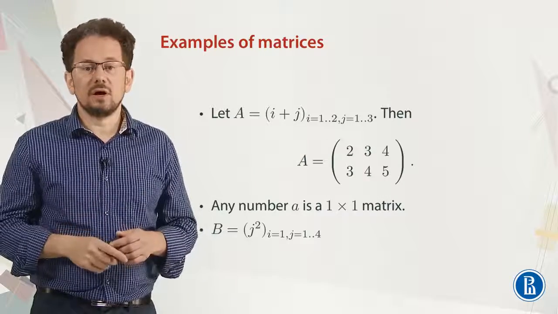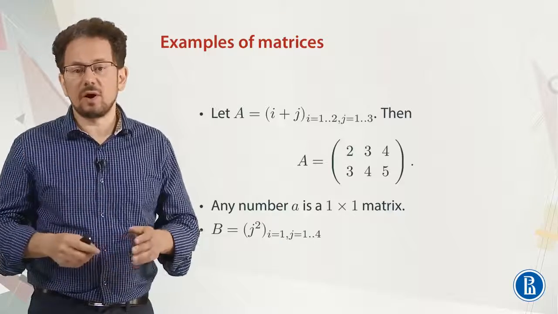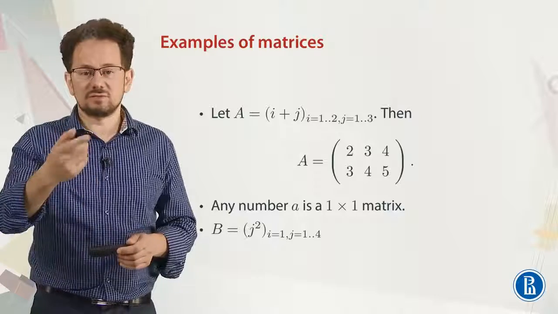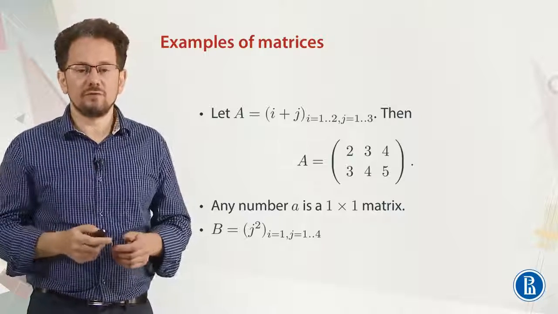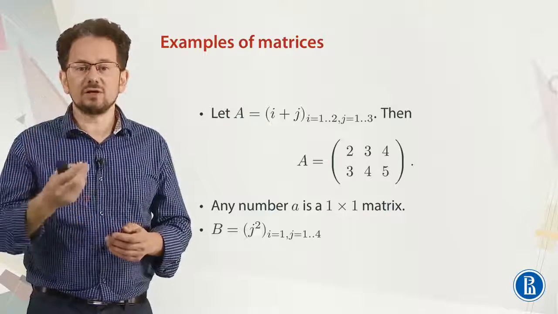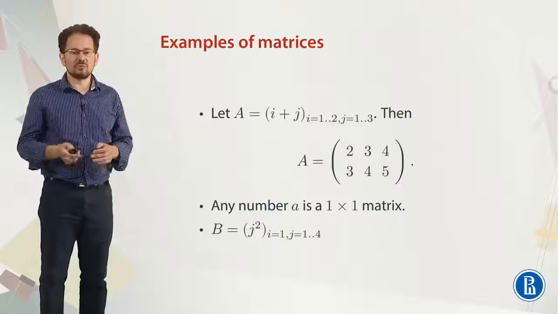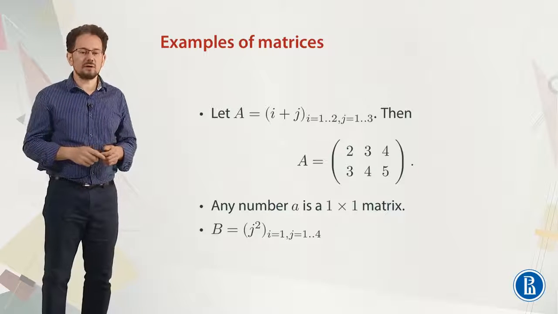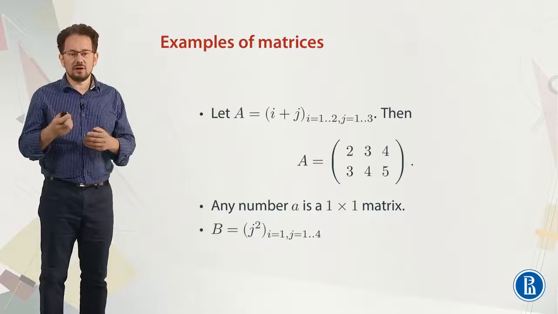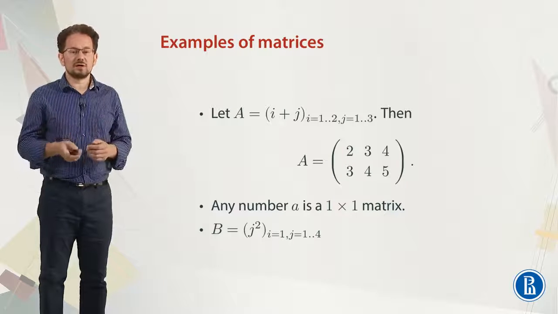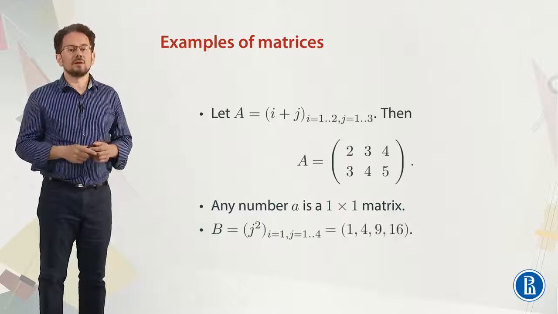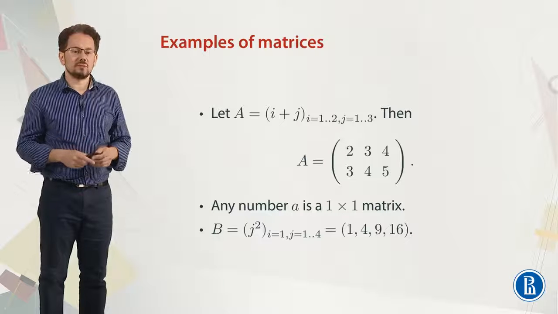Another example: any number is a 1 by 1 matrix. The third example: suppose that matrix B is given by the following formula. You see that, again, this formula gives us a way to calculate each element of the matrix. If you like programming, you can translate this formula to a function that calculates the element in the ith row and jth column. This matrix consists of a single row, 4 columns. Each element of this matrix is calculated by the formula j squared.